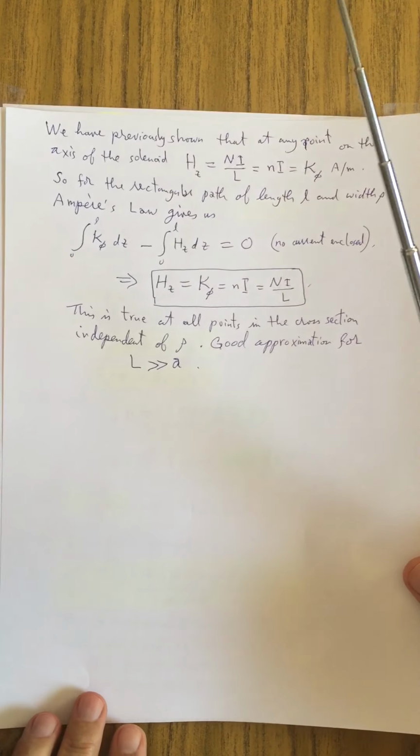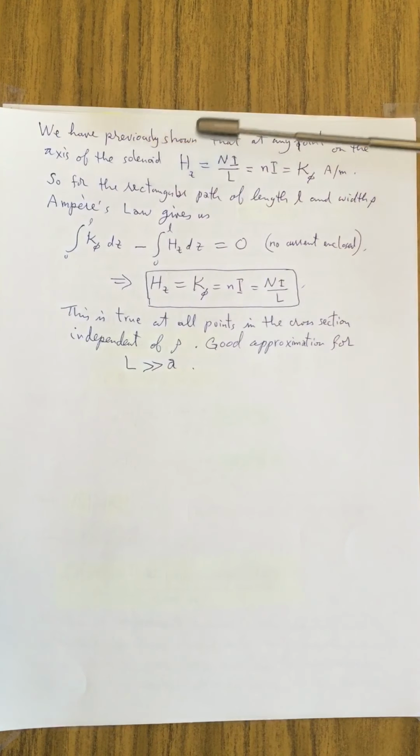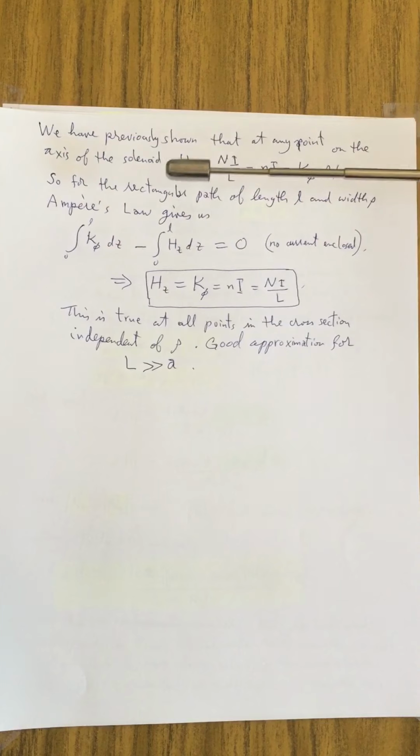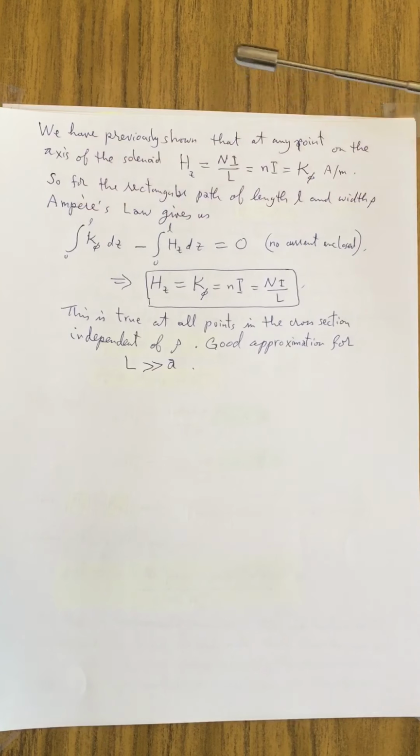We have previously shown that at any point on the axis of the solenoid, Hz is equal to K phi, the current density in amperes per meter, which is equal to NI or NI over L for a long solenoid of length L. So for the rectangular path of length small l and width ρ, if we apply Ampere's law to the closed path, the portions of the path in the direction of ρ drop to 0 because Hz is perpendicular to it. The dot product gives 0.